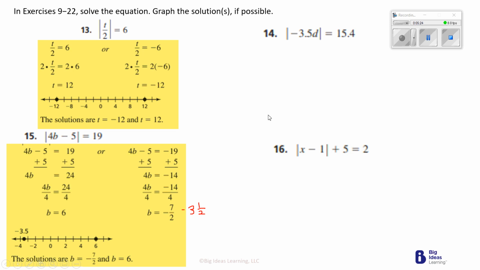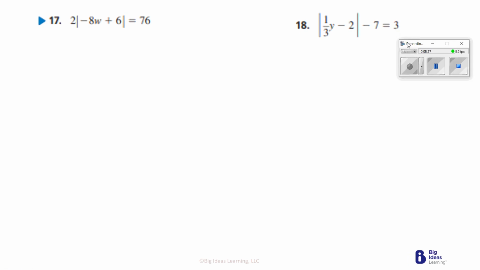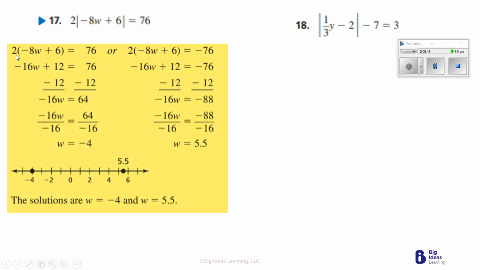You have number 16 to do. I'm going to number 17. In this one, before I can go ahead and start solving this to a positive or negative 76, I'm going to divide 2 away, leaving just the absolute value. So I'm going to divide this all by 2. Right over here, in fact, they went ahead and multiplied it by 2. I think you could have divided this by 2 and then divided this by 2. But we're going to go on with the motions here. They multiplied by 2.